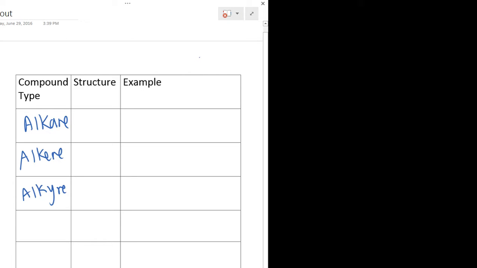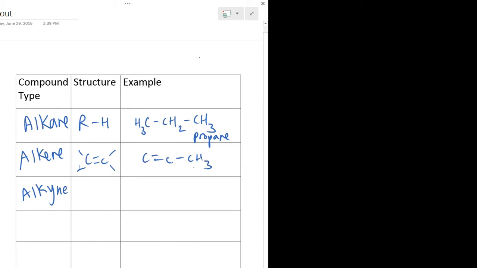An alkane is simply an R group single bonded to a hydrogen. So an example of an alkane found in nature is going to be propane. An alkene is a carbon double bonded to another carbon, and an example of an alkene found in nature is going to be a propene.